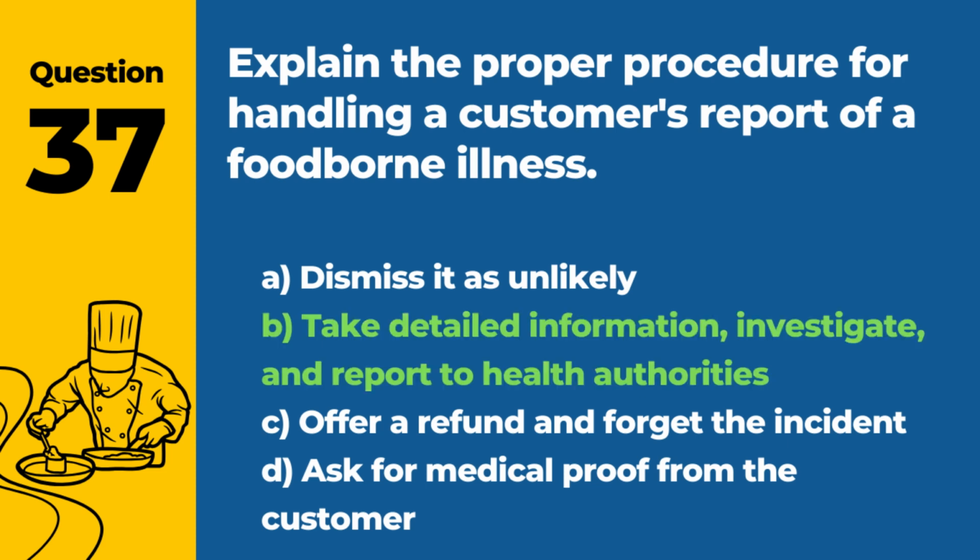Answer: B. Take detailed information, investigate, and report to health authorities. The proper procedure for handling a customer's report of a foodborne illness involves taking detailed information about the incident, conducting an investigation to identify the possible cause, and reporting the incident to health authorities for further action.